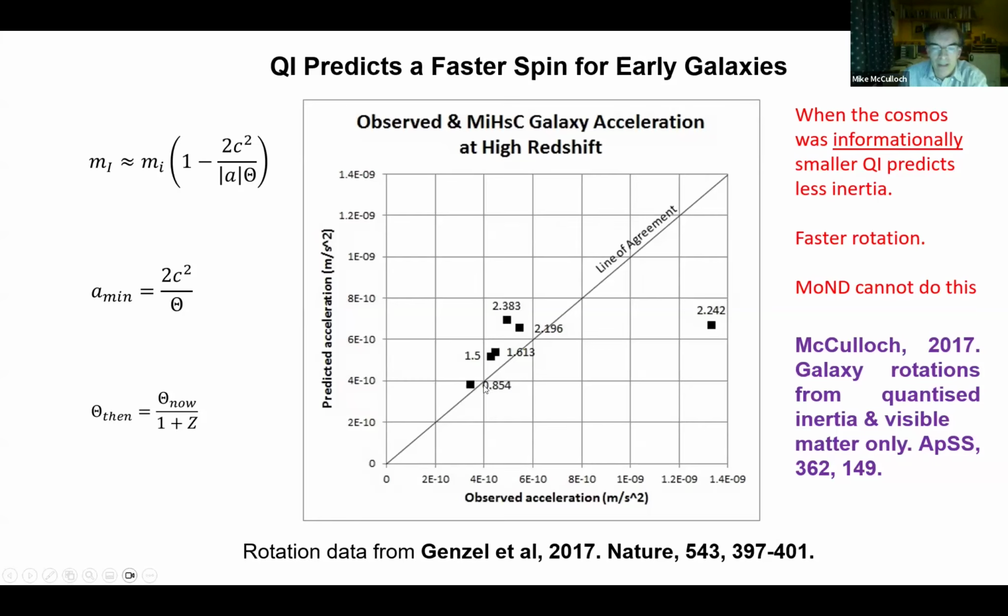And the prediction of the theory is that as you go to higher redshift, the acceleration should increase, because the inertial mass should be lower, so the centrifugal force should be lower, so they can afford to spin faster without falling apart or flying apart. And you can see that this is in fact the case. So as you go to higher redshift, the acceleration increases.